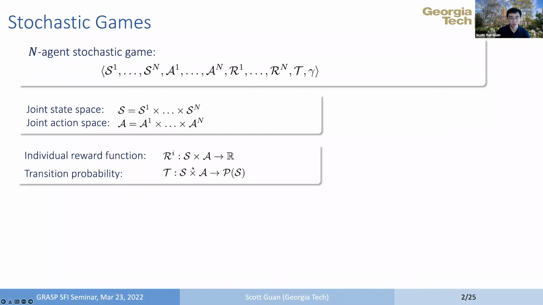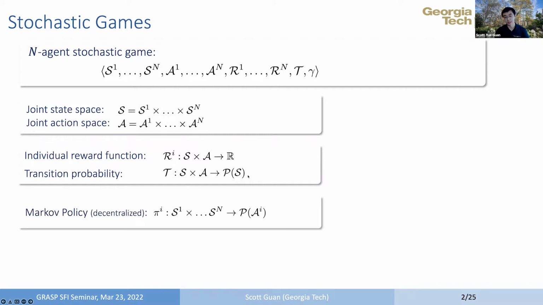The transition function basically tells us, given the current joint state of the system and the joint actions taken by all agents, what's the probability of transitioning to a new joint state? In this talk, we're interested in a class of Markov policy that is decentralized. Each agent observes all other agents' states, and then based on that, selects its own action according to some probability distribution.